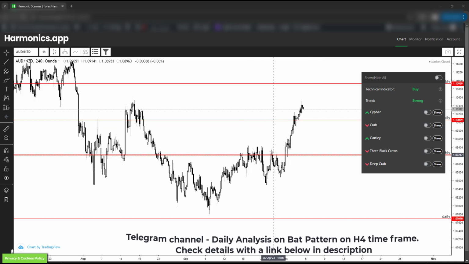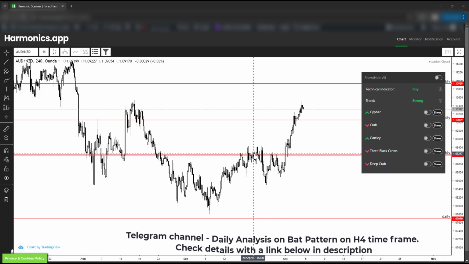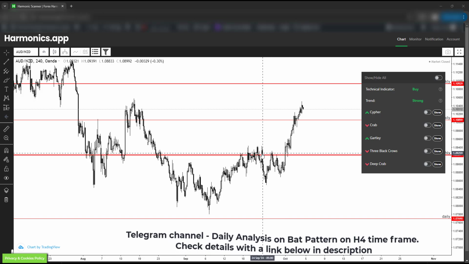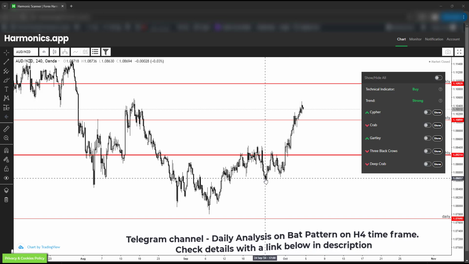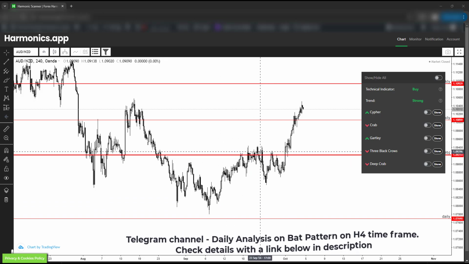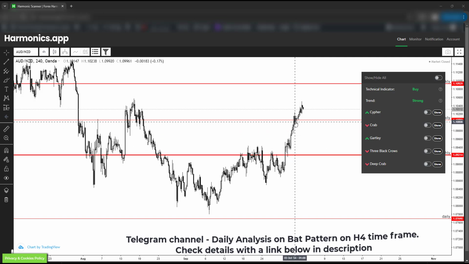Now, in the previous week's analysis, I mentioned that it is always best, whenever the price reaches the take profit target, to move your stop loss below the entry level right here. So in case the price returns back up, going against the bearish bat pattern, you end up with a small profit instead of waiting until the price reaches the stop loss.